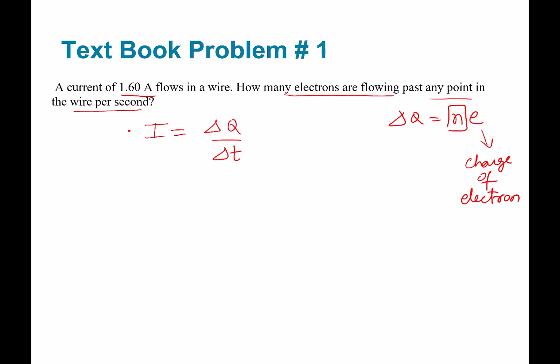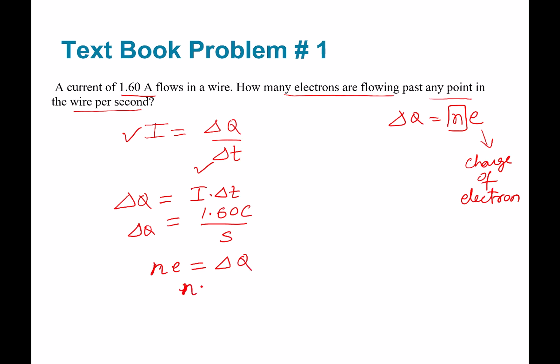So if I know I and I know delta T, I can find delta Q. So delta Q is your I multiplied by delta T. The time is per second, so you have I is equivalent to 1.60 coulombs over second, which is 1.6 amperes. So you got your delta Q, and then you can go ahead and equate it to N times E is equivalent to delta Q.